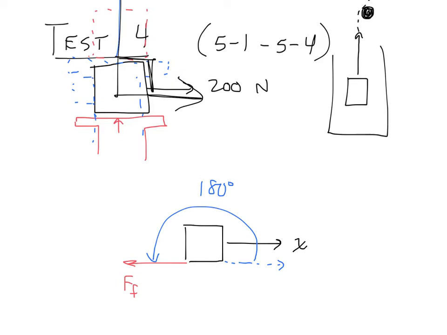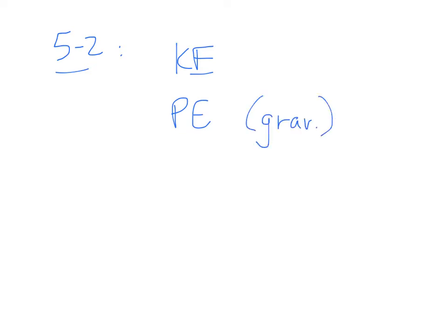So this is how 5.1 and 5.4 are very much related. Okay, and then 5.2 and 5.3 are related as well. And then we'll see how that kicks into 5.4. Three types of energy: kinetic energy, potential energy, gravitational, and potential energy in a spring. So it's like the same thing twice. So we have three types of energy.